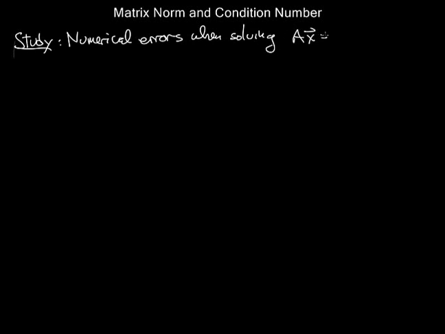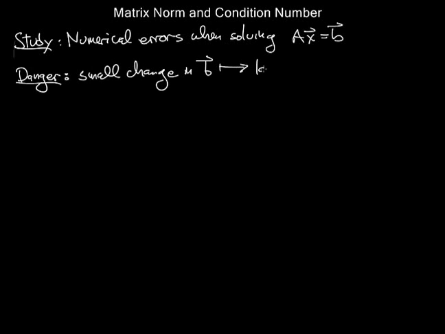Welcome back. Next we're going to look at numerical errors in solving linear equations. And so we're going to be looking at an equation Ax = b. And the thing that we're worried about is the fact that very small changes in b can lead to very large changes in x. And if that's the case, then a small error in measurement or computation can have disastrous consequences. So let's illustrate this with an example.